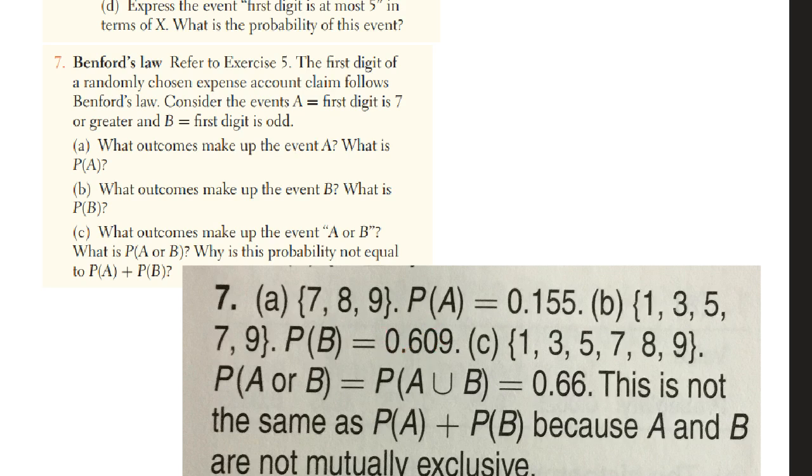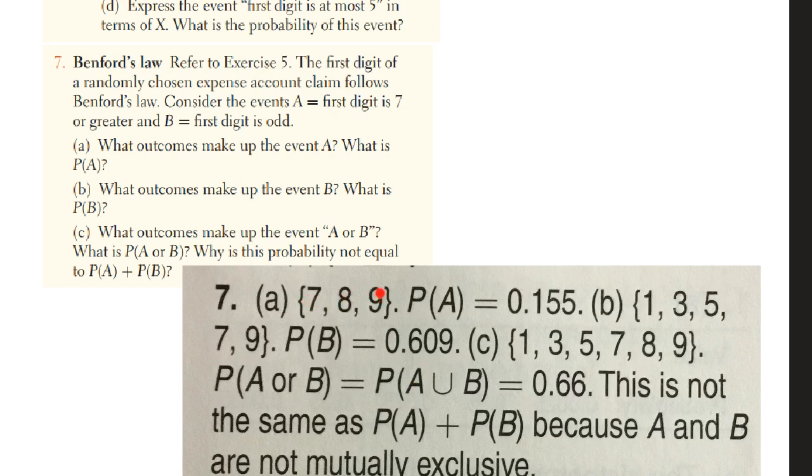C, what outcomes make up A or B? That would be all the odds plus 8, essentially. What's the probability of that? Well, it would be 1 plus 3 plus 5 plus 7 plus 8 plus 9, all those columns, but that's not the same. Why is this not the same as this? Because A and B, 7, 8, and 9 are all mutually exclusive.